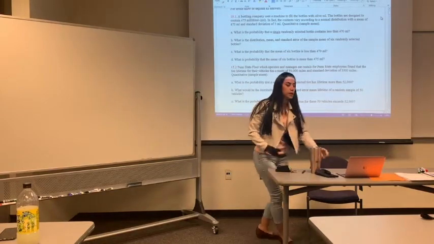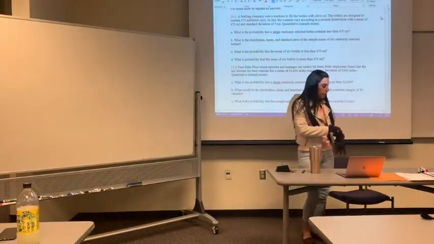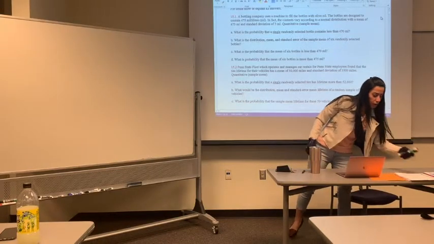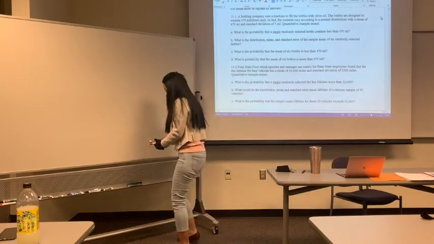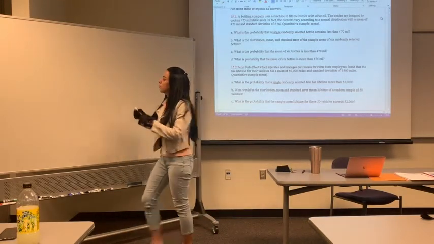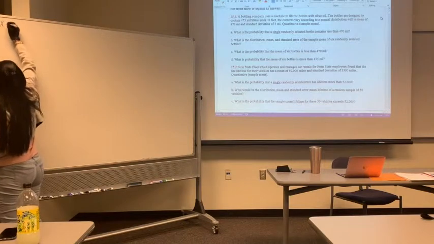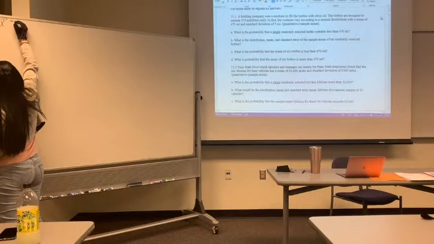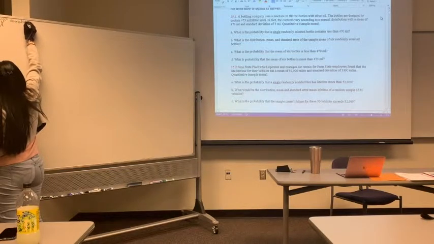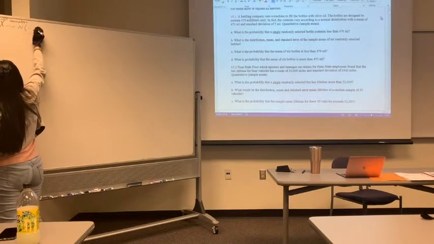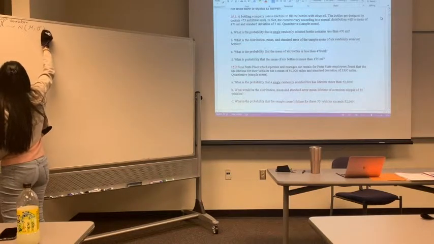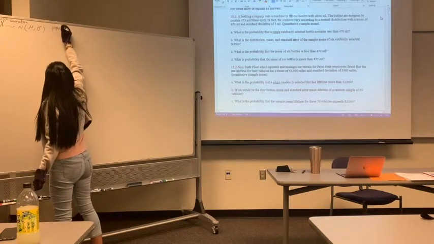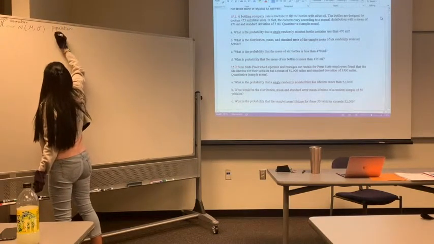So last time we talked about chapter 15 and what the distribution of the sample mean is. Here each single observation has a normal distribution with mean mu and standard deviation sigma. Mu is the mean, sigma is the standard deviation, and this is a population distribution.